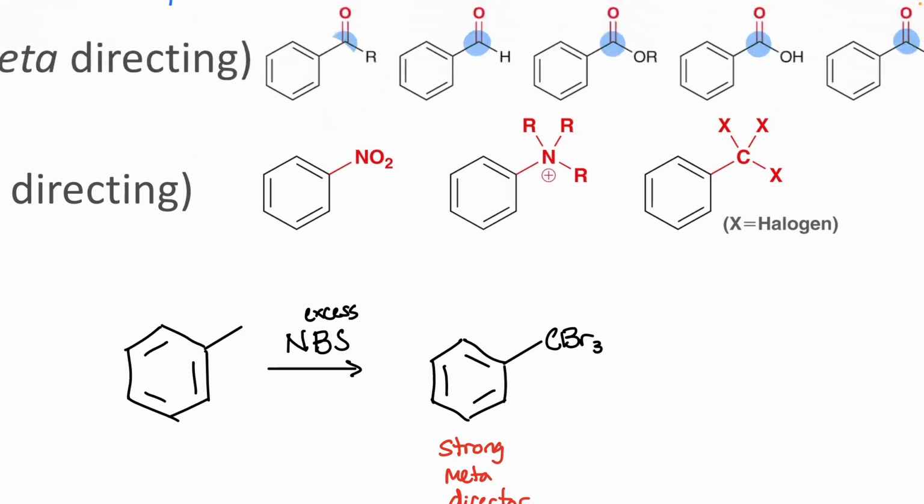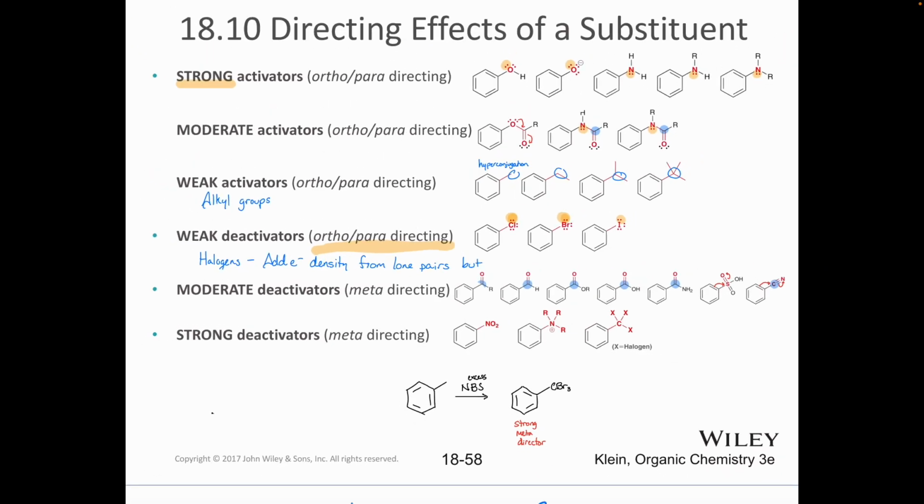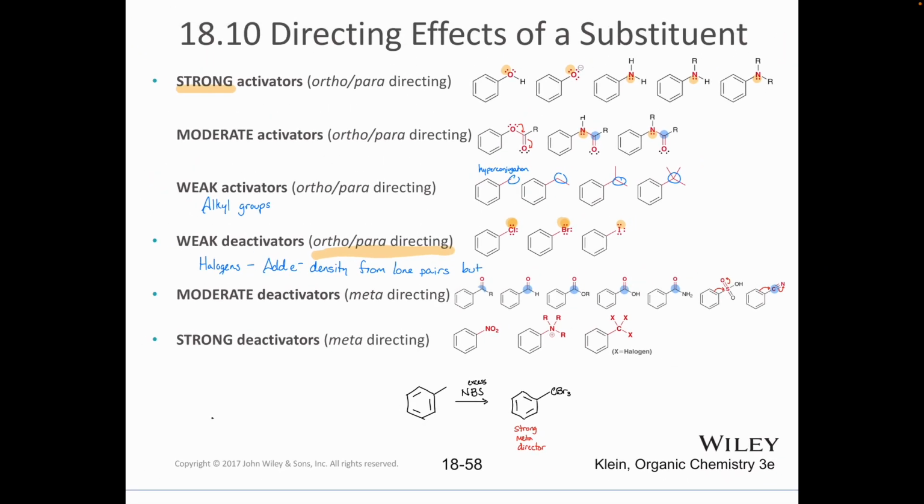Cool. All right, so we have our master cheat sheet here of our ortho-para versus our meta-directors. Again, we have these classified as being either strong, moderate, or weak. We'll see why that matters here in a second. For right now, let's just practice using these here.